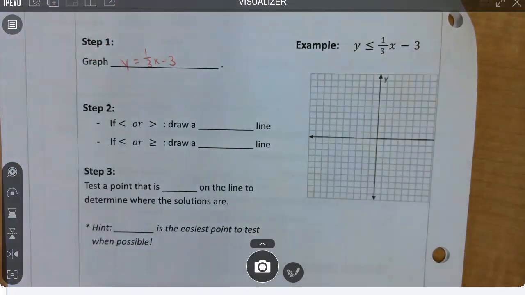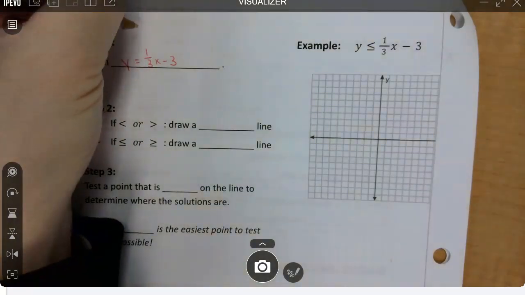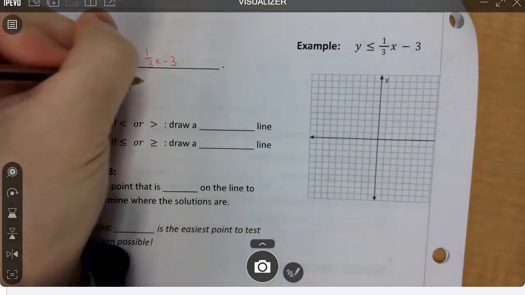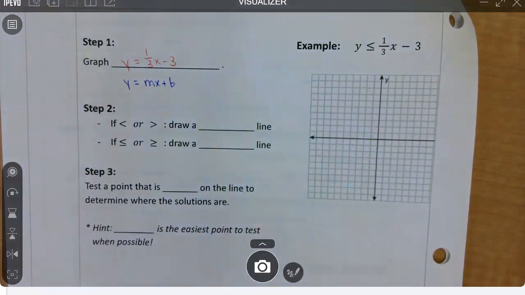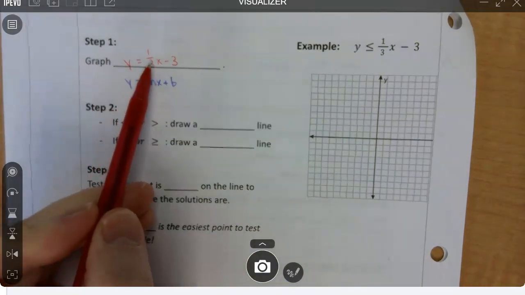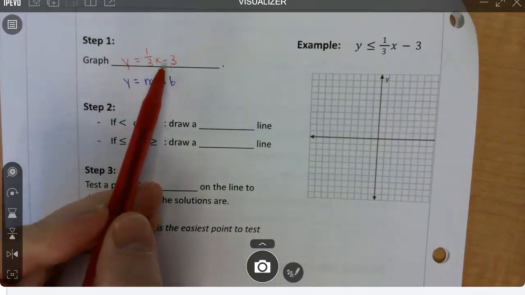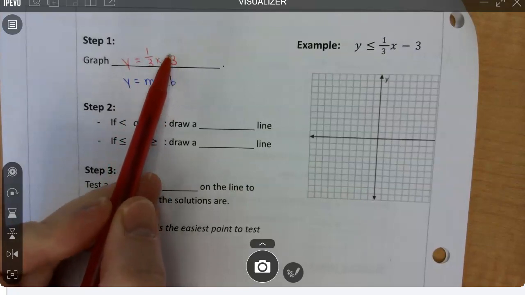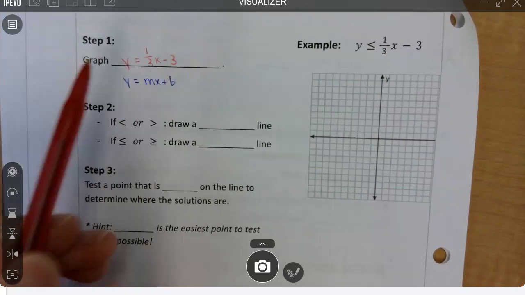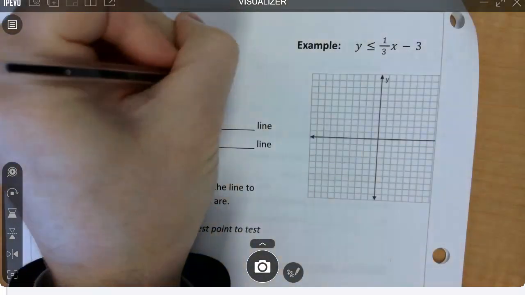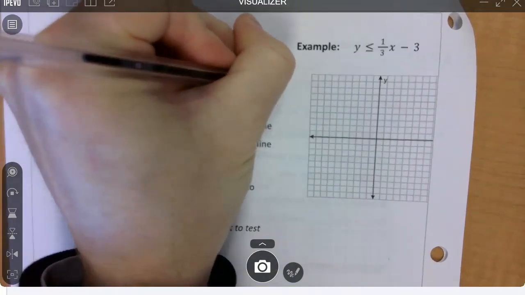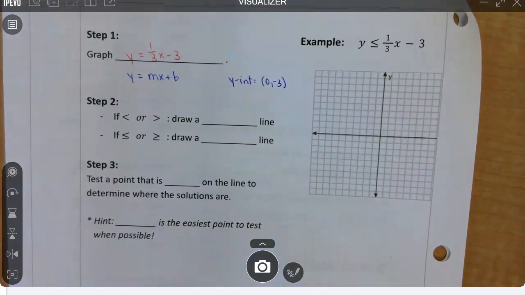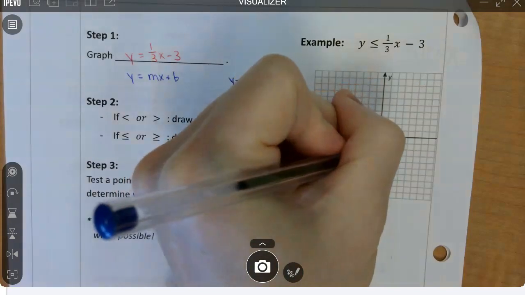And the reason for that is so that we can still identify our y-intercept and we can still identify our slope to help us determine where those points on the line occur. So if we were to take y equals 1/3 x minus 3, we know that this minus 3 right here is our y-intercept. So our y-intercept is at 0, -3. And we're going to plot that point right here.